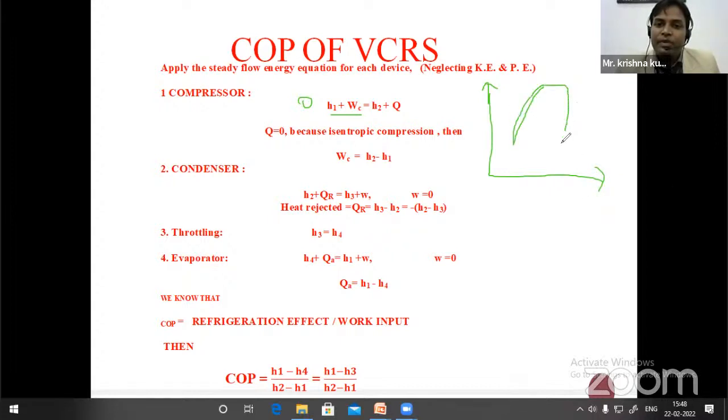So this is the PH diagram. You can have 1, 2, or this. Okay, so 1, 2, 3, and 4. Direction is anti-clockwise. Okay, like this.